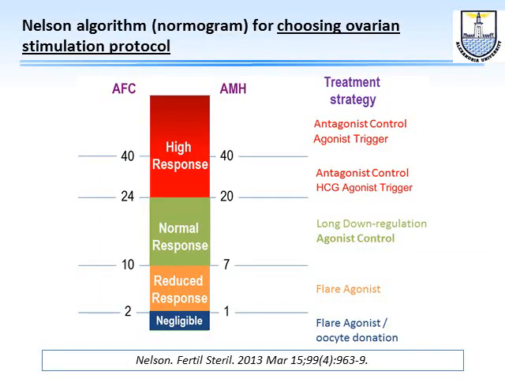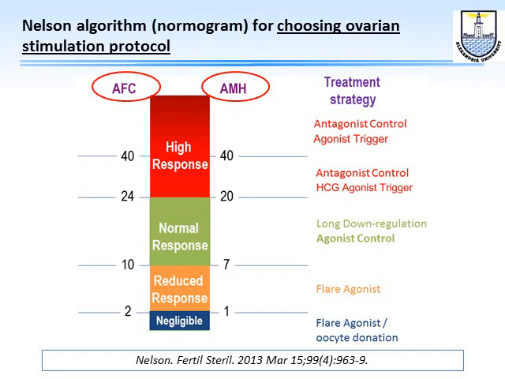But also Nelson did something else. He said, I'm going to use AFC. Of course, we can use AMH, and we can use again AFC, the antral follicle count. So again, if it's between 2 and 10, between 10 and 24, that's the normal response, and above 24, that will be the hyper response, in which case we will use the antagonist protocol, and if it's above 40, we will also do the agonist trigger rather than trigger with HCG to try to eliminate the possibility of ovarian hyperstimulation syndrome.